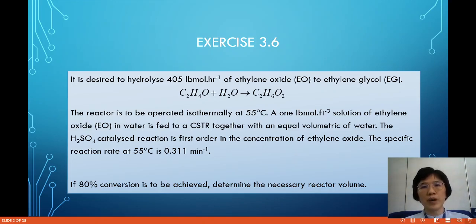equal volume of water. The sulfuric acid is used as catalyst, and the reaction is first order in the concentration of ethylene oxide. The specific reaction rate given is 0.311 per minute at 55 degrees C. So the question to you is, if 80% conversion is to be achieved, what is the required reactor volume? The conversion over here is referring to the conversion of the limiting reactant, which is your ethylene oxide.